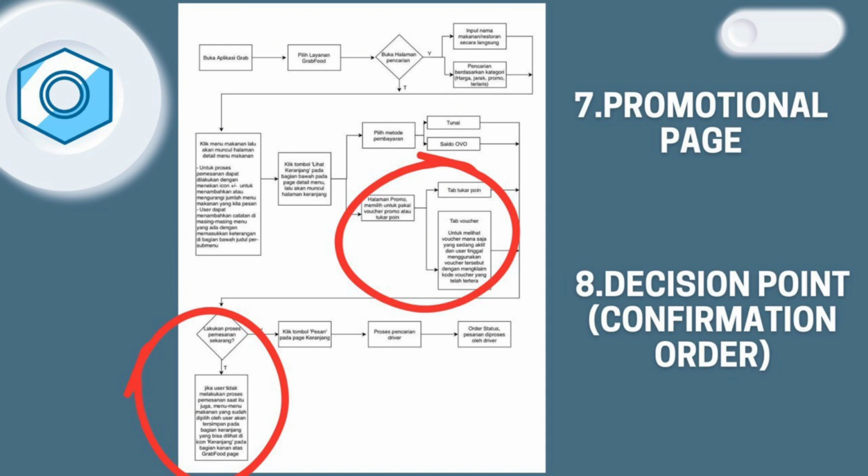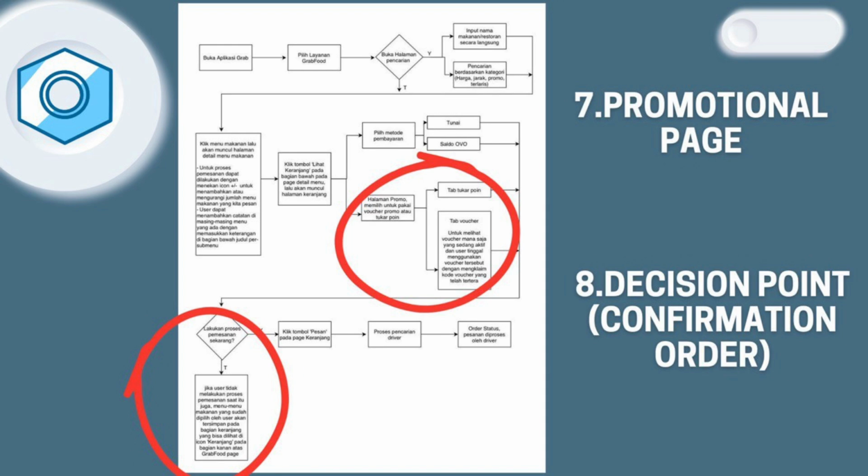However, if the voucher is invalid, for example, it has expired or does not meet the restaurant terms, the app will display an error message asking the user to choose another voucher or proceed without one. Once satisfied with the discount or promo applied, the user proceeds to the order confirmation page.